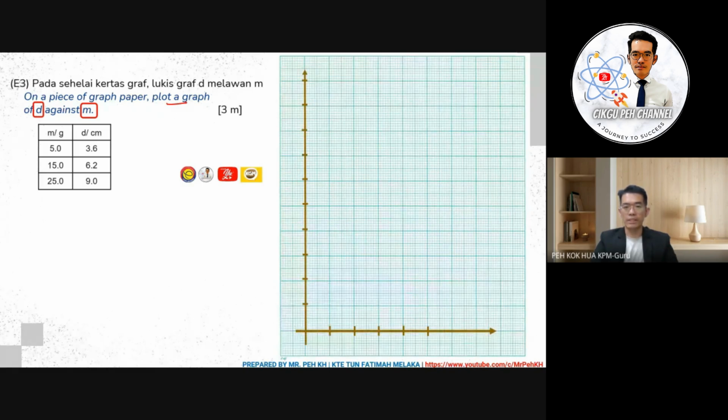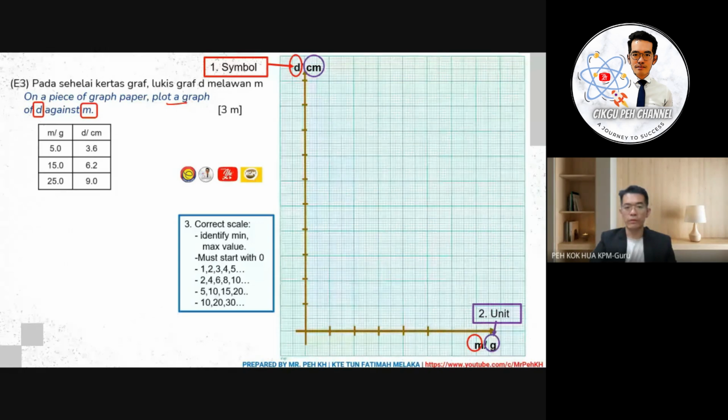Okay, so we have axis X and Y. Here you have 7 ticks you need to fulfill so that you can get full marks. First, you have to give the symbol. The mass is given the symbol M, and the distance moved by the cardboard will be D. So first you have to give the symbol at axis X and Y. Second, you have to give the unit at axis X and Y, which will be gram for the X axis and cm for the Y axis.